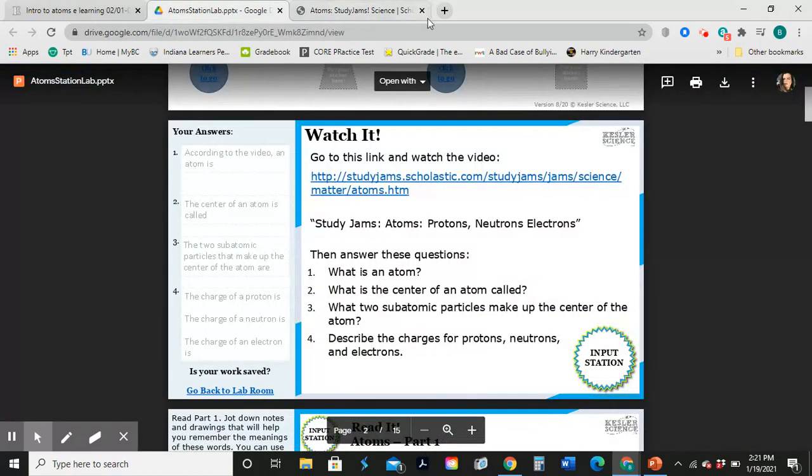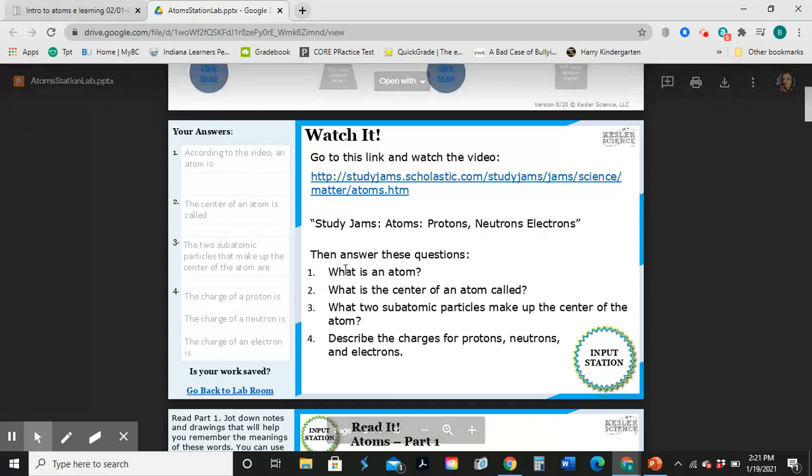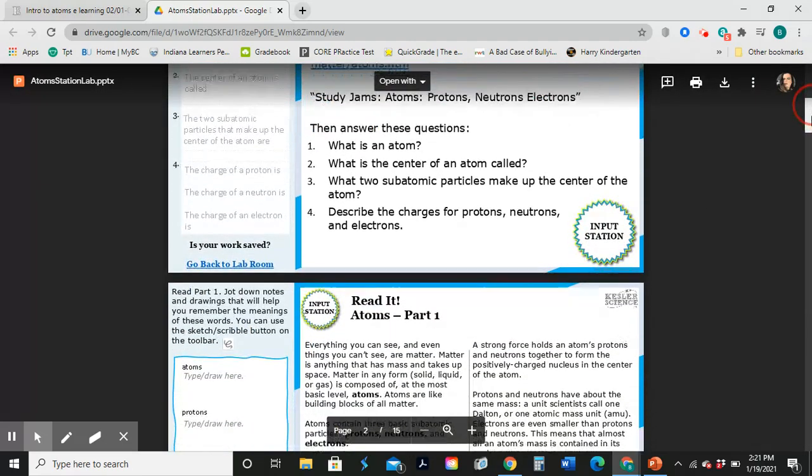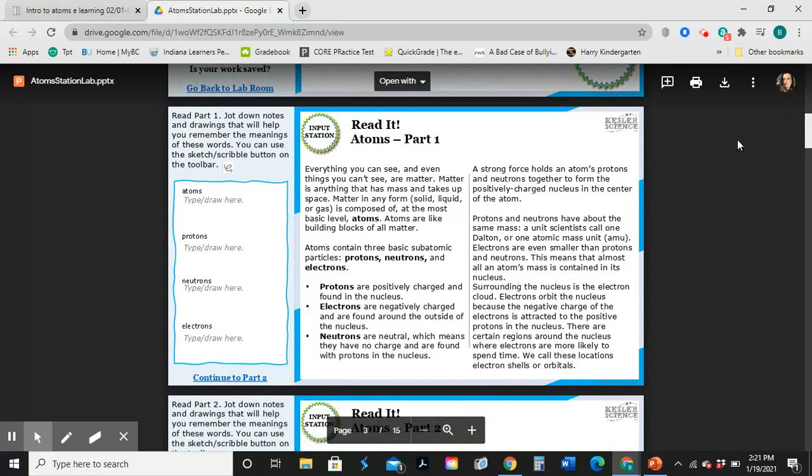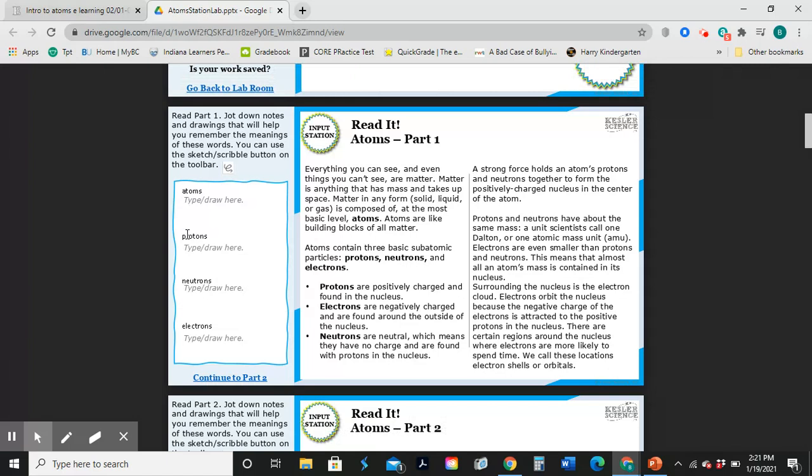Okay, so after watching this, you're going to answer the questions that are here. What is an atom? What is the center of an atom called? What 2 subatomic particles make up the center of an atom? Describe the charges for protons, neutrons, and electrons. We're going to read this, and then you're going to tell me what an atom is, what a proton is, what a neutron is, and what an electron is.